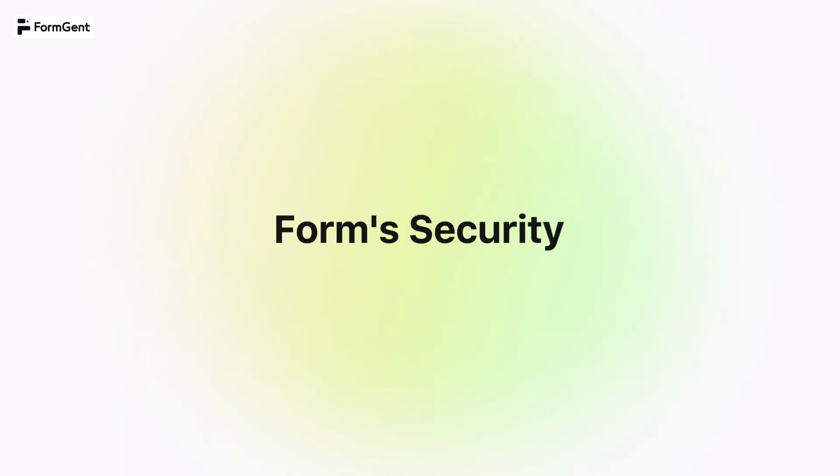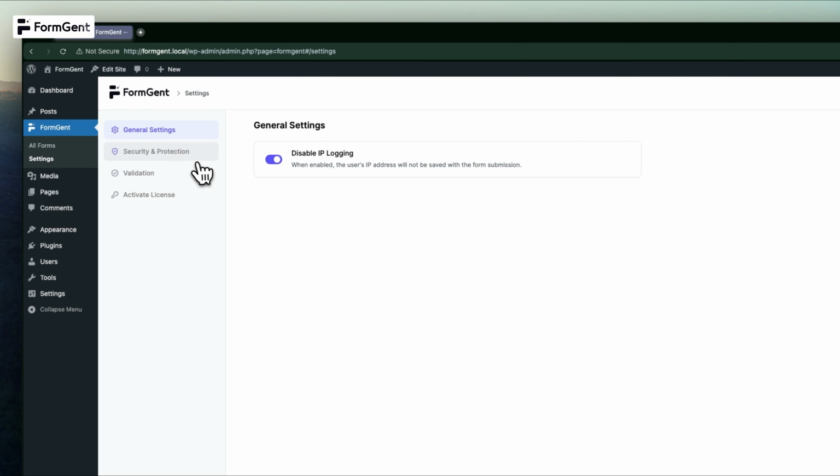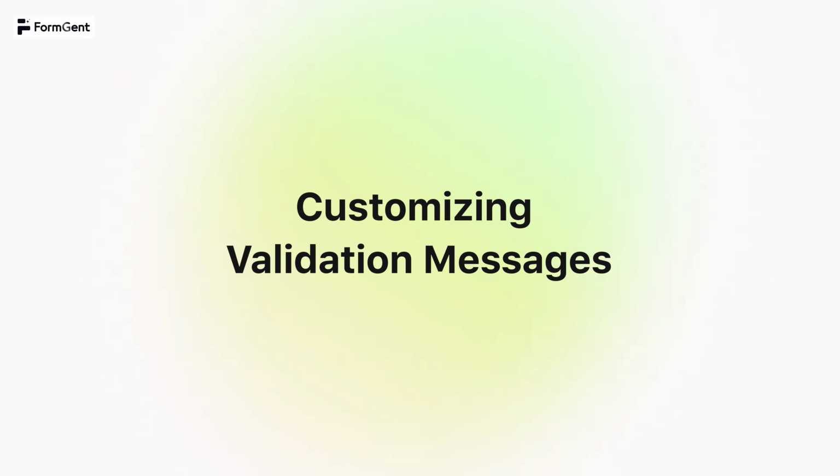Next, let's enhance your form's security. Go to the Security and Protection tab and enable Honeypot Protection. This feature adds hidden fields to trap bots and reduce spam, keeping your submissions clean and secure without affecting real users. Let's customize the validation messages.